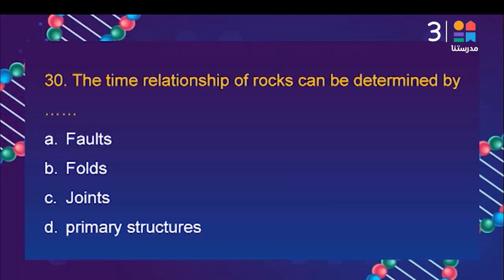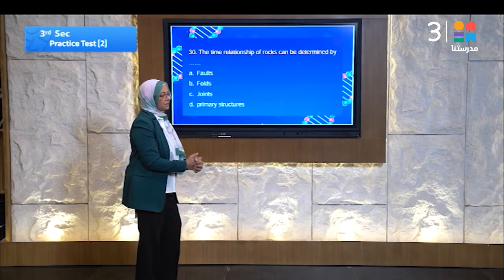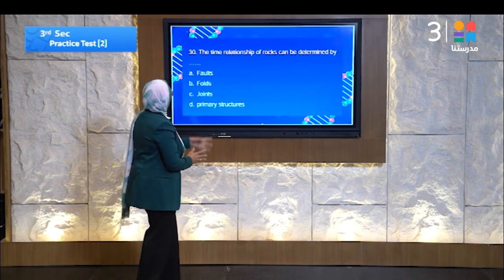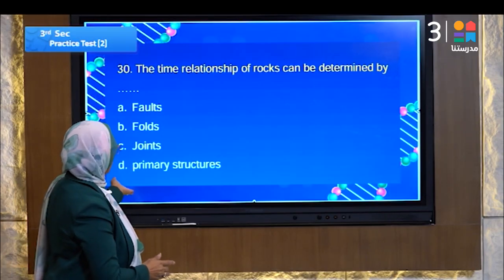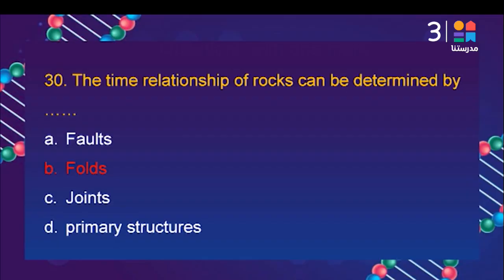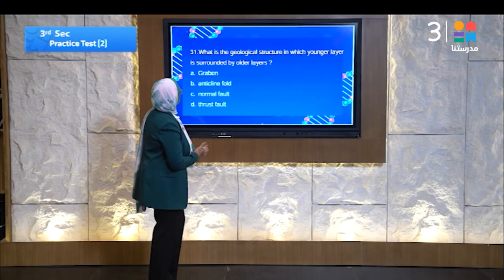Let's go to 30. The time relationship of rocks, the age of rocks, can be determined by faults, folds, joints, or primary structure. It will be the faults. Faults determine the age of the rocks. Yes.